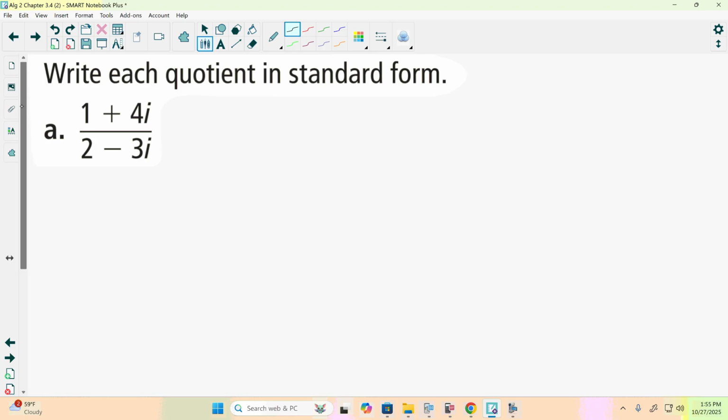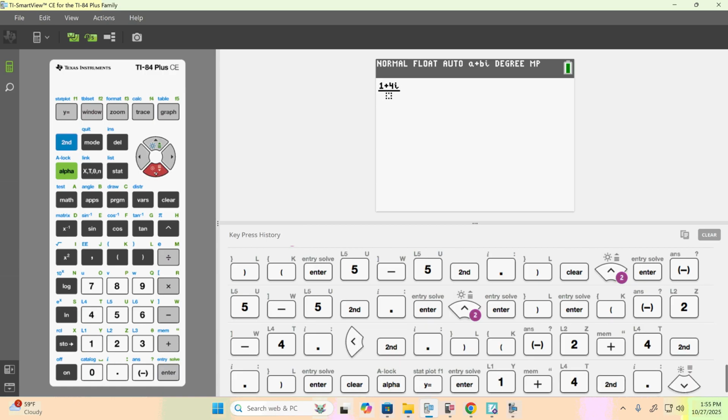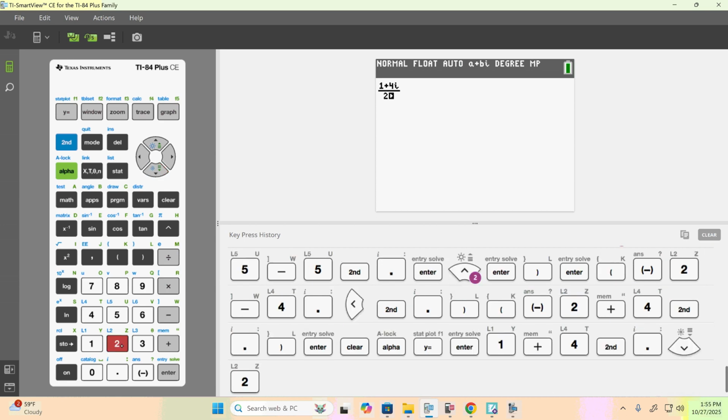1 plus 4i over 2 minus 3i. Let's try typing it in the calculator, because up to this point, we've been able to type all of these expressions with i in so far. So the first thing we can do is alpha y equals enter to get a fraction. Now our 1 plus 4i, so we'd have 1 plus 4, second decimal point gets us i, over 2 minus 3i.